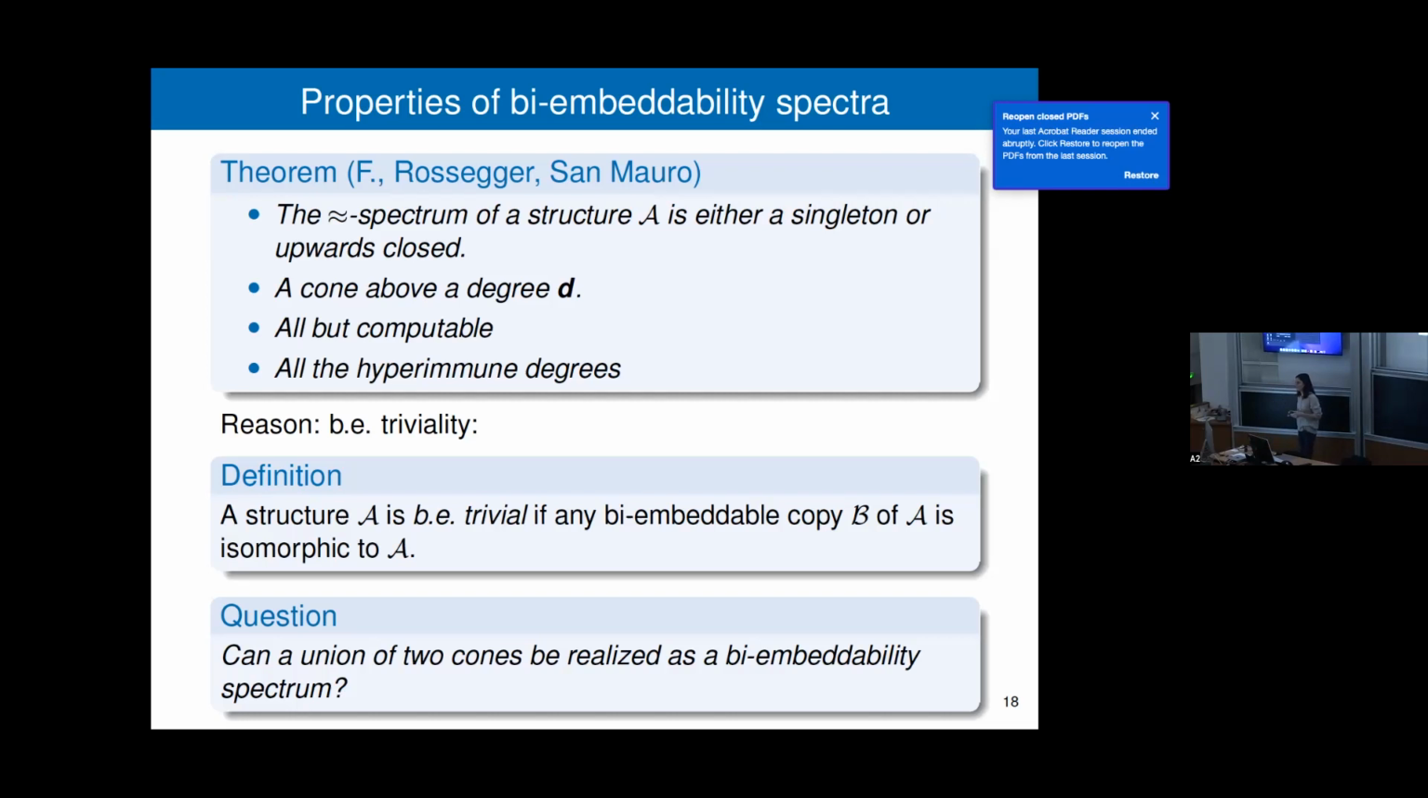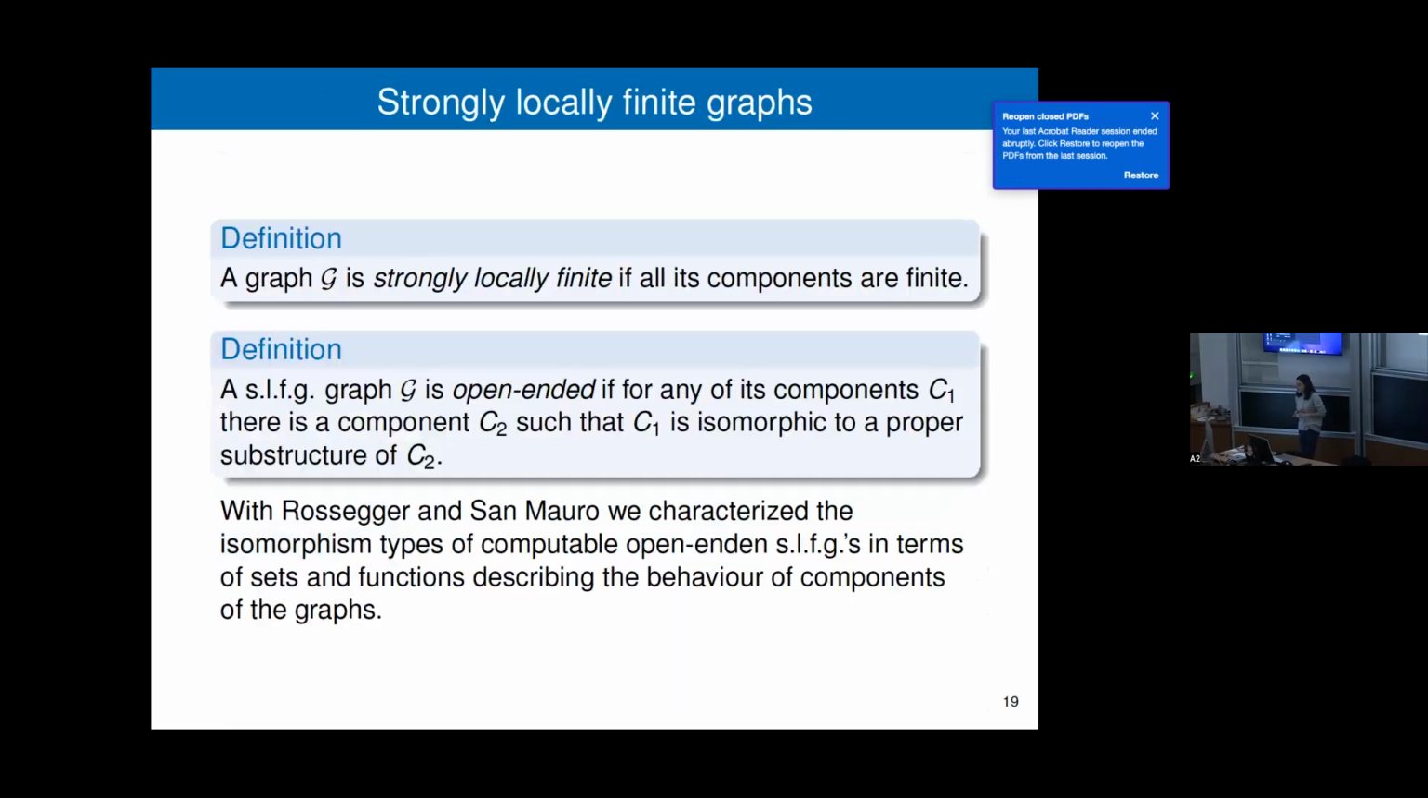Good. So now about those strongly locally finite graphs. Let's say that a strongly locally finite graph is open-ended if each finite component can be embedded into a larger component inside of the same graph.